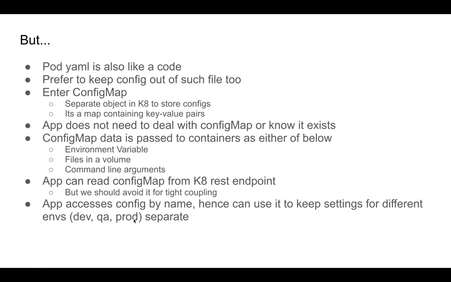So the app accesses configurations by name, hence you can use it to keep settings for different environments. It's obvious, like in any other application development, you always have something like db_URL, and that's the name. Whether this application runs in the dev environment, QA environment, or in production environment, your application will always refer to the DB_URL name. The value of it will be set differently in each environment, either using environment variables or just picking up from files or whatever, correct?